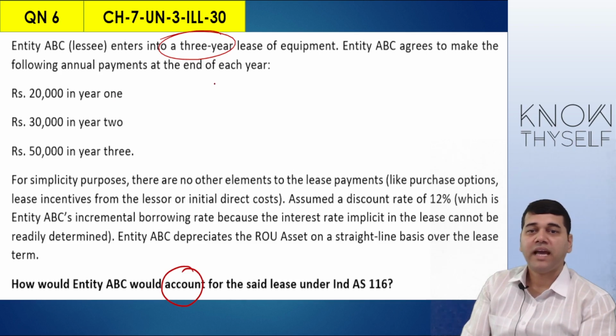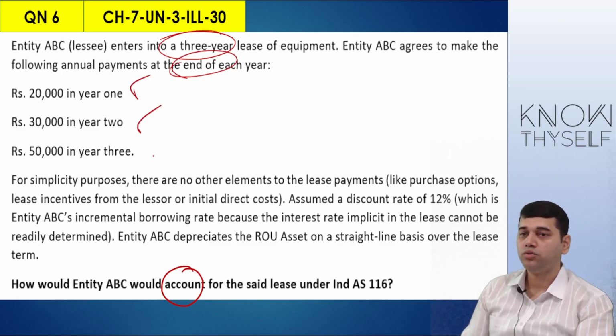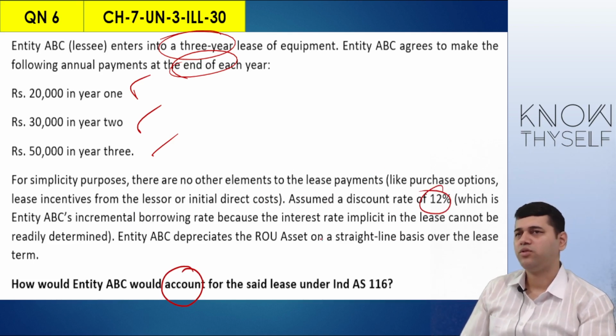And make the following annual lease payments, be careful. So 20,000 in year 1, 2, 3. For simplicity, they have said that there will not be a purchase option, lease direct cost, etc. The discount rate will be 12%, which is the borrowing rate, and depreciate the ROU. It is not new, but you understand it.